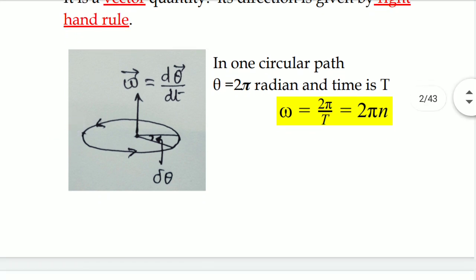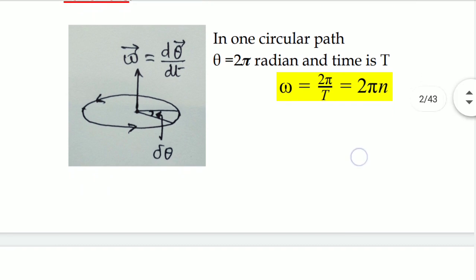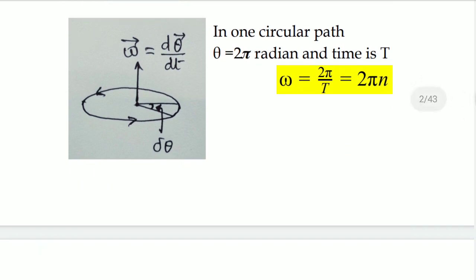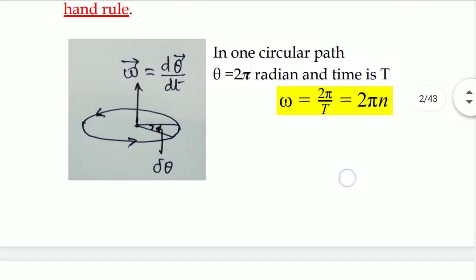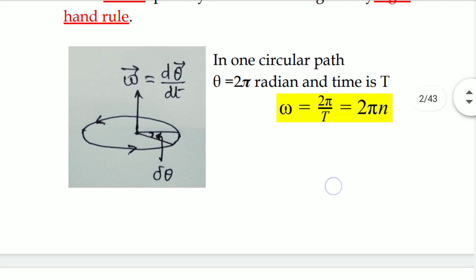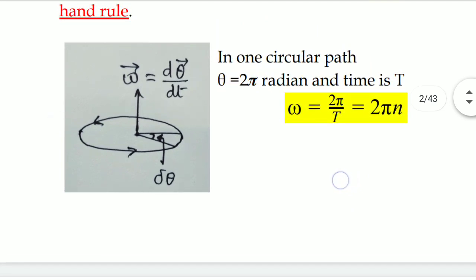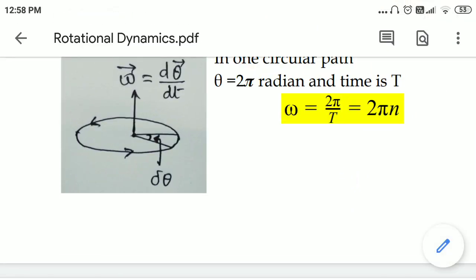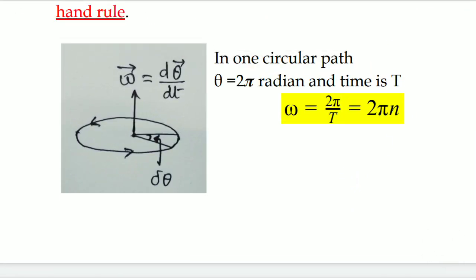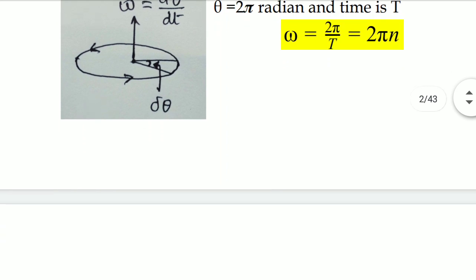Now if you consider a particle performing circular motion in such a way that average angular velocity we are going to talk about as omega, and in time capital T called as time period, one complete circular motion takes place. So angular displacement theta is equal to 2 pi radian, and then you find omega is equal to theta upon t as 2 pi upon t, and that is equal to 2 pi n. So this becomes a very important formula in case of angular velocity, that omega is equal to 2 pi by capital T, or it is equal to 2 pi n.